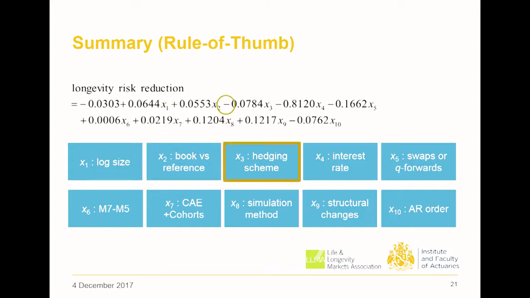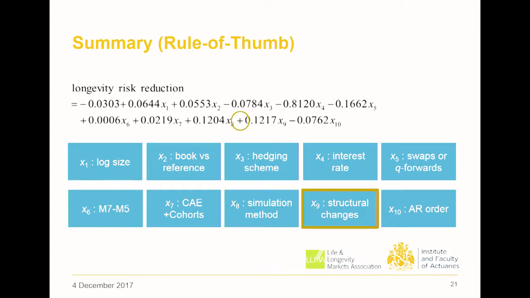The more approximate the hedging scheme, the lower the risk reduction. Again, we use a categorical variable here. The higher the interest rate, the lower the risk reduction. Using Q forwards decreases the risk reduction. These two values indicate that the CAE plus cohorts model tends to give a higher risk reduction estimate. Using a simple parametric method, which does not allow for parameter uncertainty, increases the risk reduction. This highlights the importance of incorporating parameter uncertainty in the simulations.